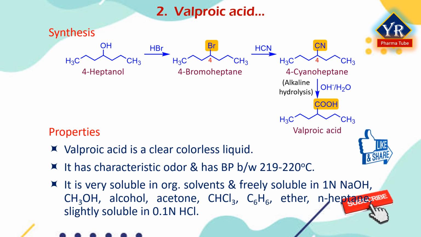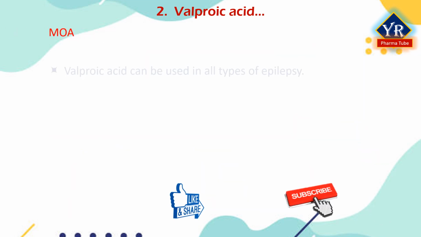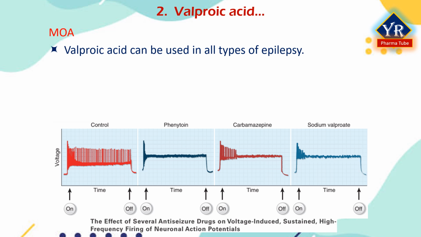When heated to decomposition, it emits acrid smoke and irritating fumes. Valproic acid is one of the few drugs that can be used in all types of epilepsy.